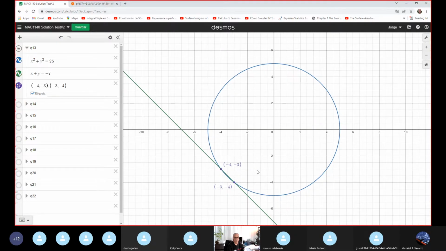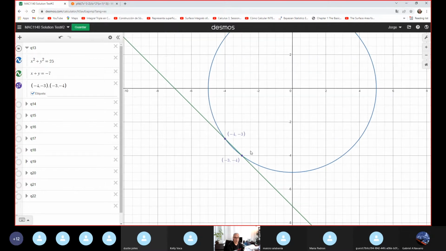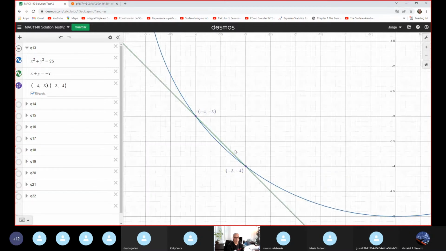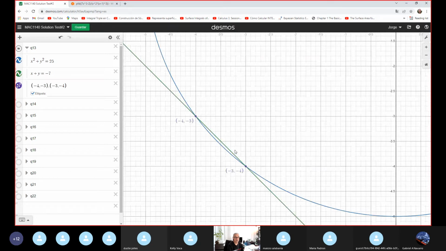Look, let me zoom to see more clearly. The circle, remember, is the blue color. The line is green. And the intersection is the famous point, -4, -3, and -3, -4. End of the story.